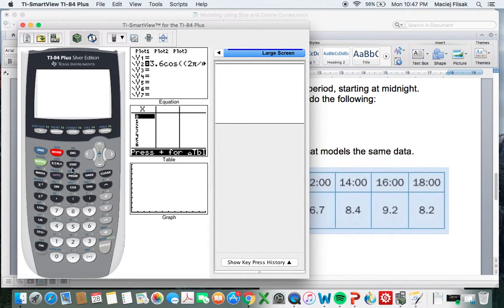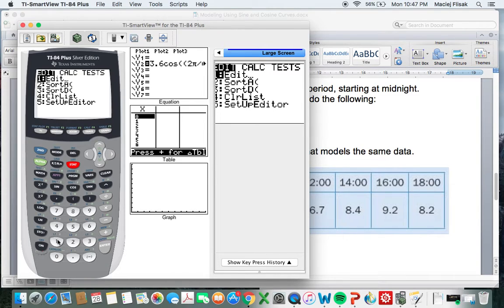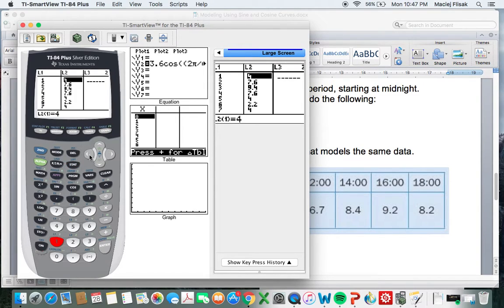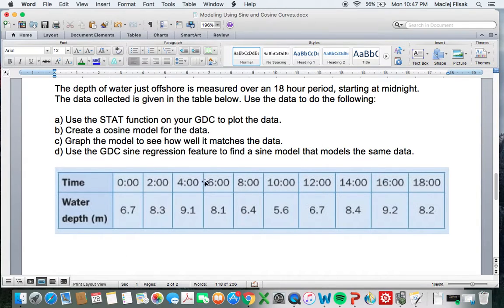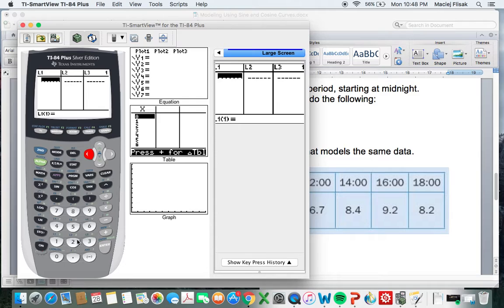Here it is. Press the stat button. We're going to go to 1 to edit our lists. If you have data in your lists like I do, you go to the top where it says L1 here. You press clear, enter, enter, it clears it. Now I'm going to go to the top of the other list and clear it as well. Clear, enter. Okay. So in list 1, I'm going to enter my x values. The independent variable is the time. So it's going to be 0, 2, 4, 6, and so on. 0, enter, 2, enter, 4.